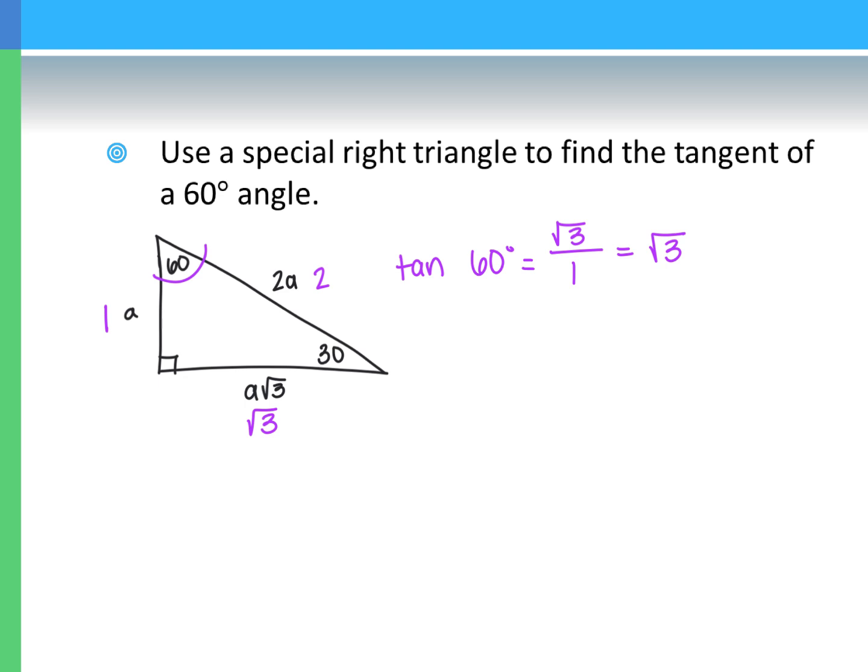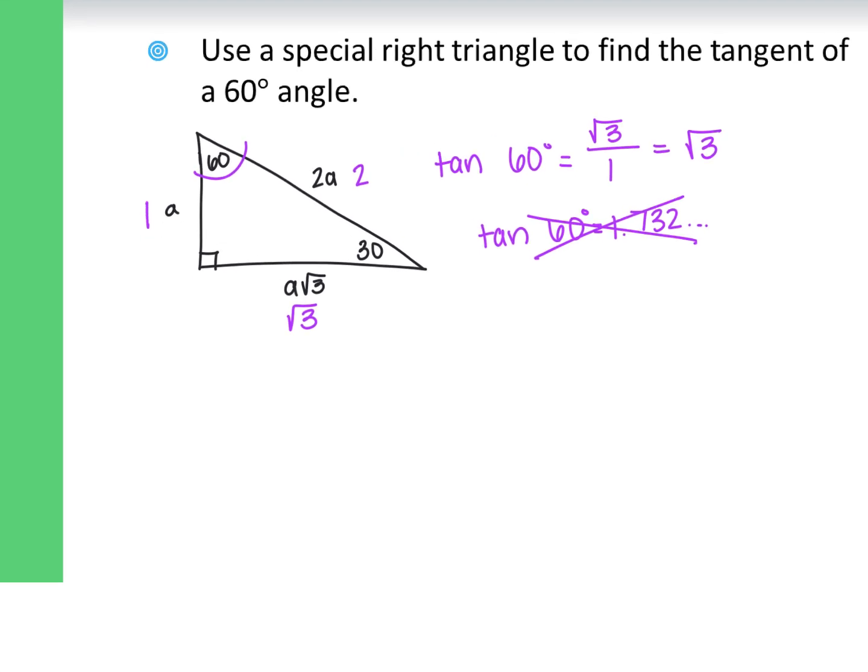However, if you plug tan 60 into your calculator, you're going to get a decimal, 1.73205 and it's going to go on. If you give that to me as your answer, it's going to be marked wrong. Please do not give it to me as a decimal. If you see that they're asking you for a special right triangle, label the sides and solve. You cannot give it to me as a decimal.